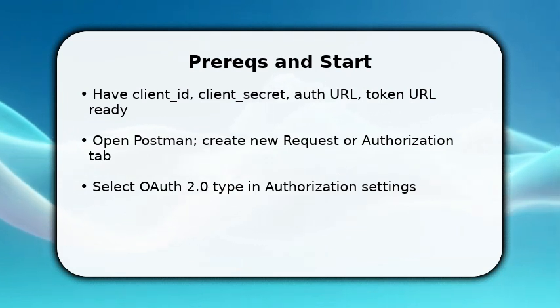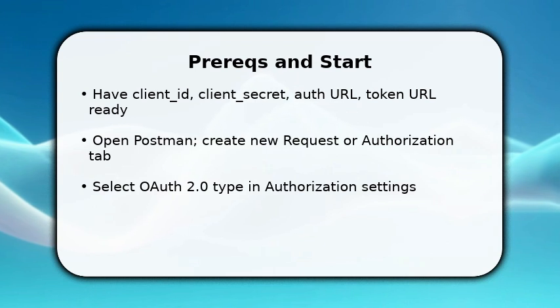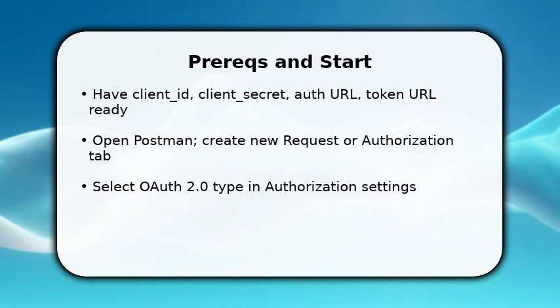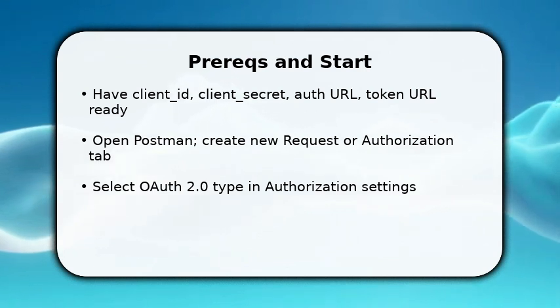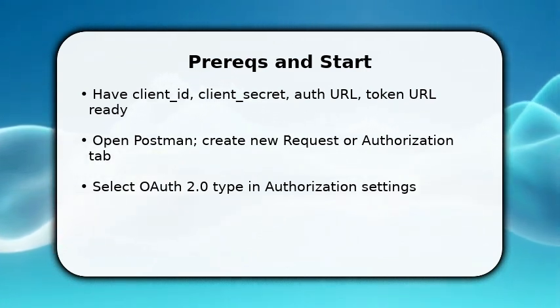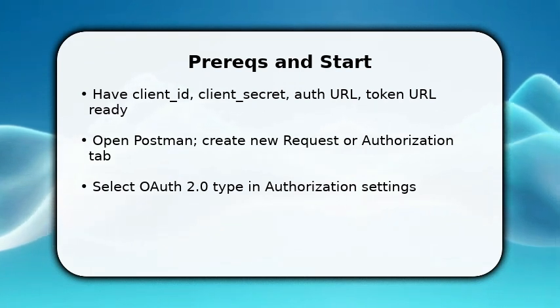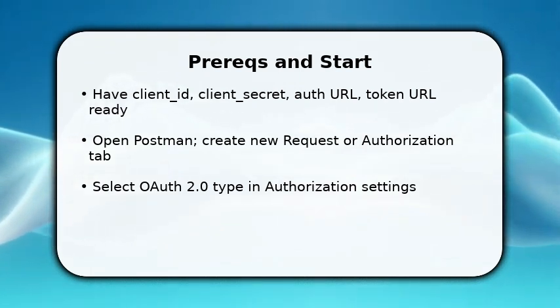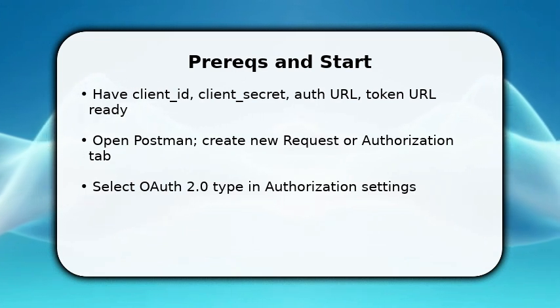Enter client ID and client secret immediately, then paste the authorization and token URLs into their boxes. Once done, set the callback URL to the same redirect registered with the provider and choose required scopes. This gets you into the flow. Make sure your app's redirect matches exactly to avoid early failures.